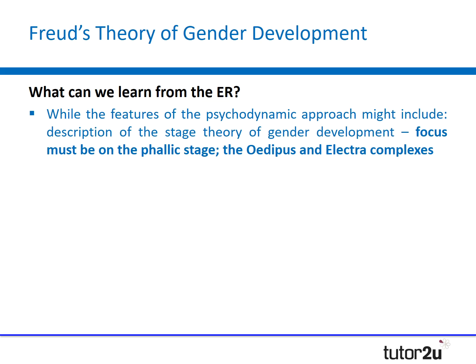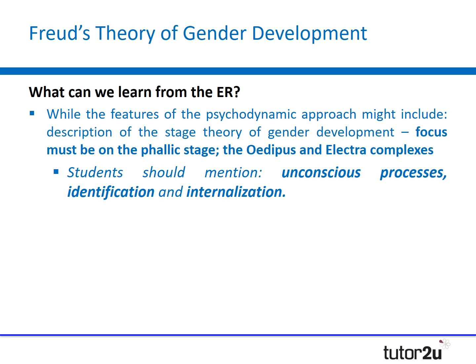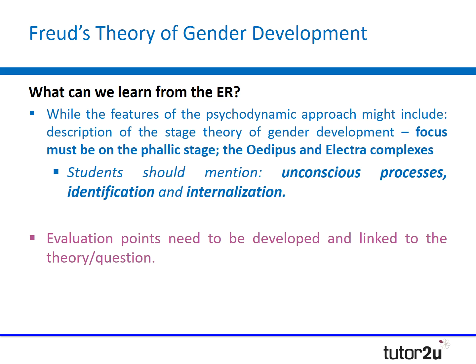So again, if we just bullet point what we can learn, while the features of the psychodynamic approach might include all of the psychosexual stages, what you want your students to focus their attention on, of course, is the phallic stage, in particular the idea of the Oedipus and the Electra complexes. On top of that, if we really want to make sure our students are aiming for that top mark band, we want them to be using definitely the terms unconscious process, identification and internalisation in their answers. Finally, in terms of evaluation, as always, it goes without saying, it needs to be developed and it needs to be linked back to the question.